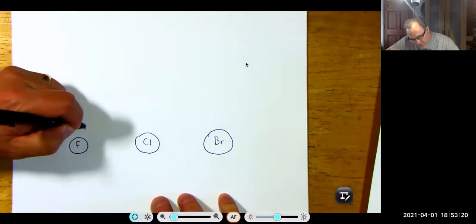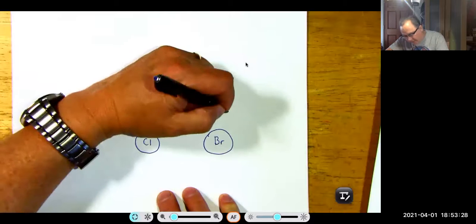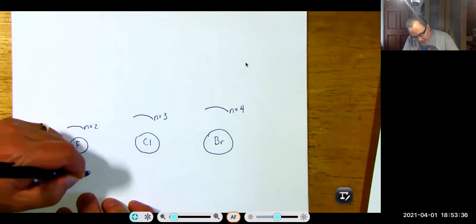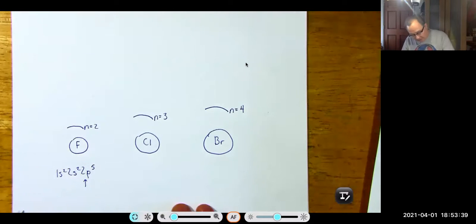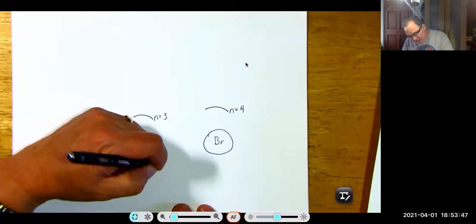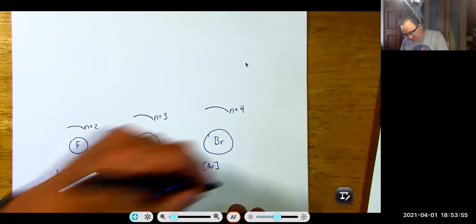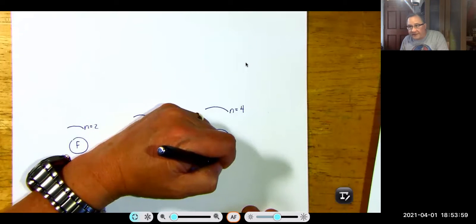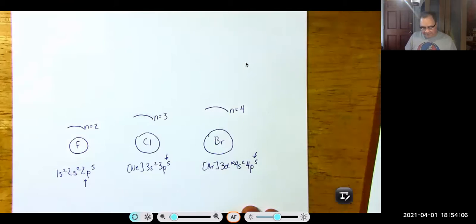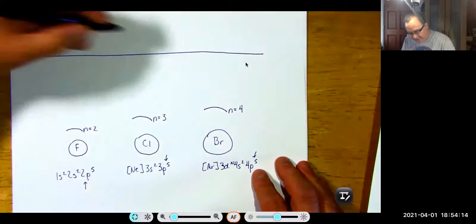So here's your n equal 2, which is where the electron's going to end up. Here's your n equal 3, which is where the electron's going to end up. And here's your n equal 4, where the electron's going to end up. And what I'm going to do here is I'm going to write 1s2, 2s2, 2p5, and this is where the electron ends up. Here I'm going to write neon, 3s2, 3p5, and this is where the electron ends up. And here I'm going to write argon, 3d10, 4s2, 4p5, and this is where the electron ends up. So that's why I have n equal 2 here, n equal 3, and n equal 4. Now your electron is starting here at infinity.